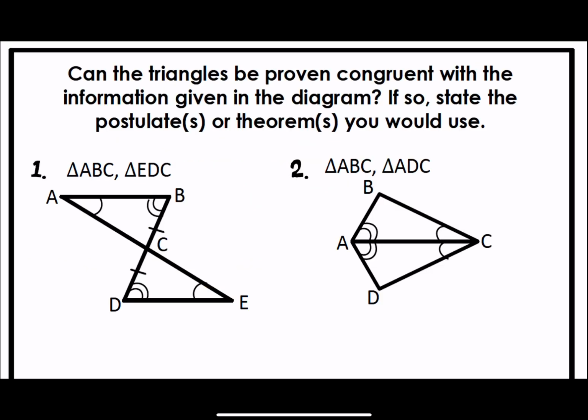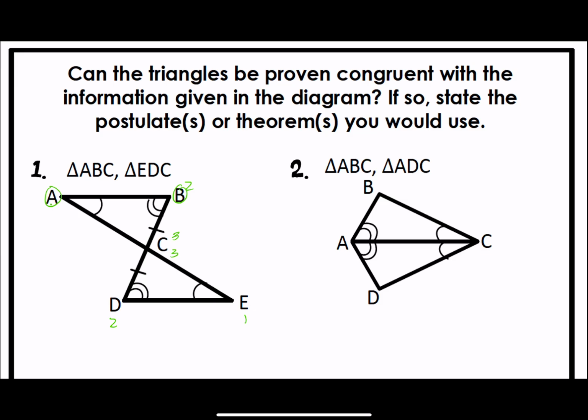All right, so let's go through some examples, and we're going to see if we can prove that the triangles are congruent, just with what they've given us. So we're looking at triangle ABC with EDC. And I'm numbering these just so you guys know which ones are corresponding. You don't have to do that, but it helps me when I'm writing it down.